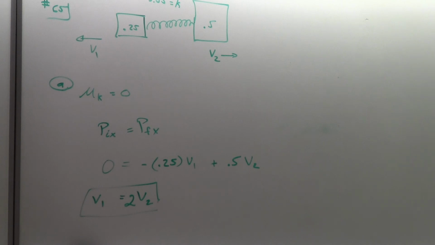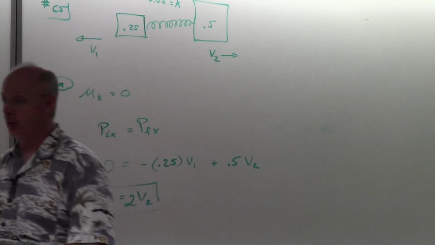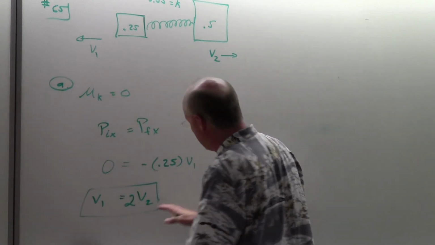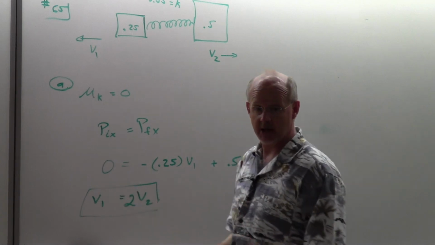that, hey, these guys are going to have a speed related by a factor of 2 to 1. Makes sense, isn't their mass 2 to 1? So their speed should be 2 to 1. The heavier one should have a smaller speed, and the lighter one should have a bigger speed at twice that.